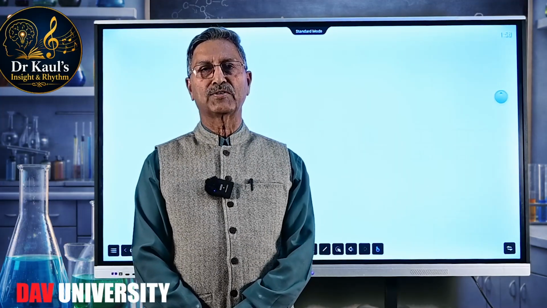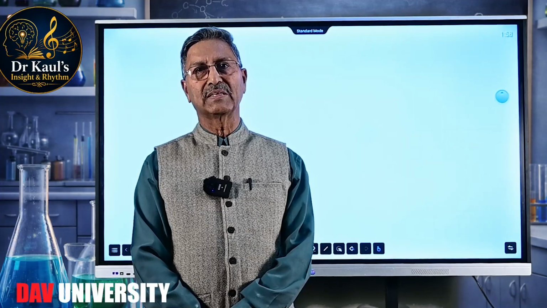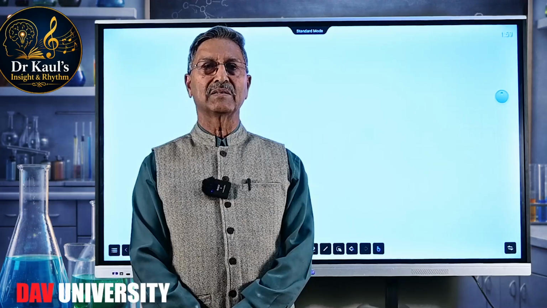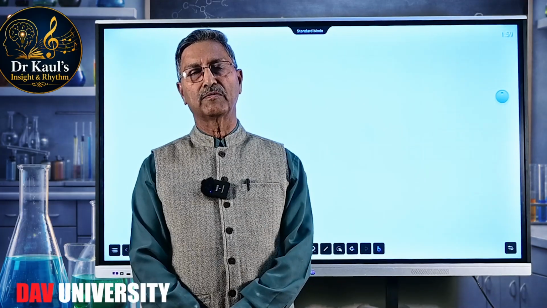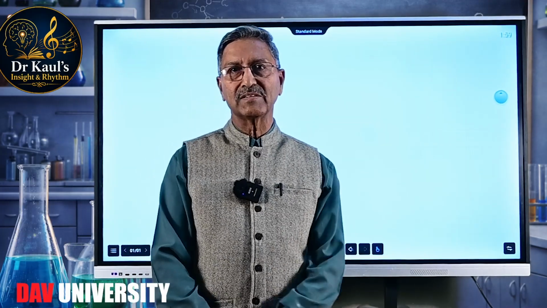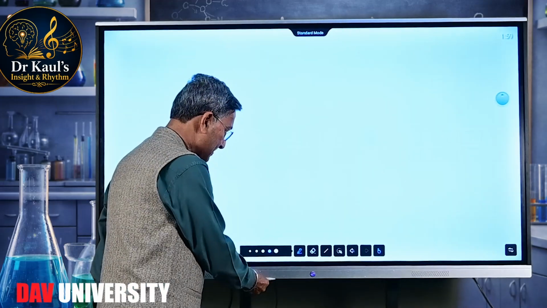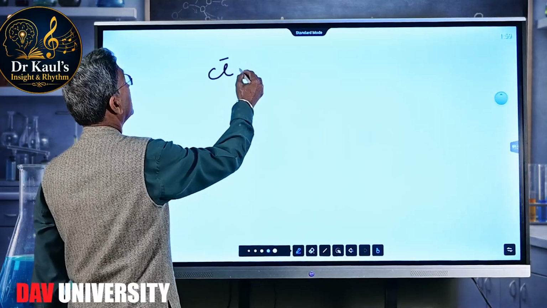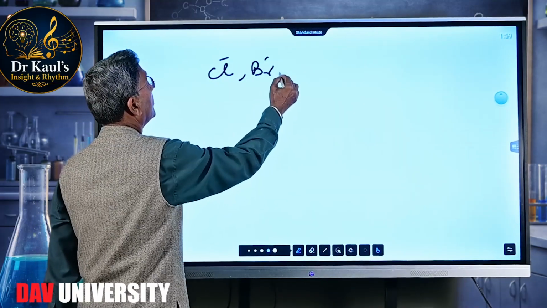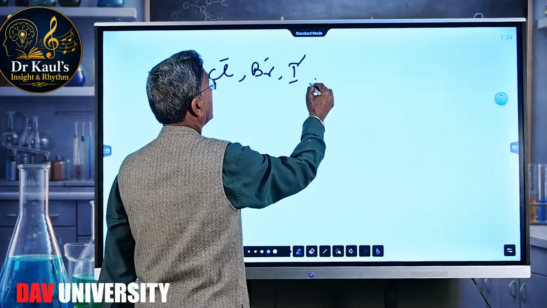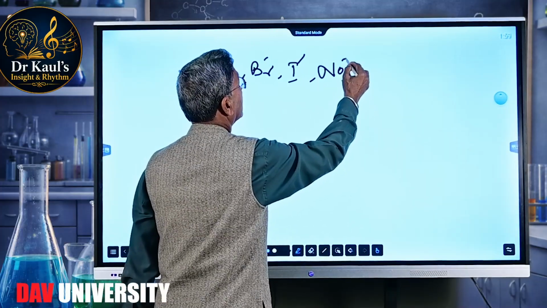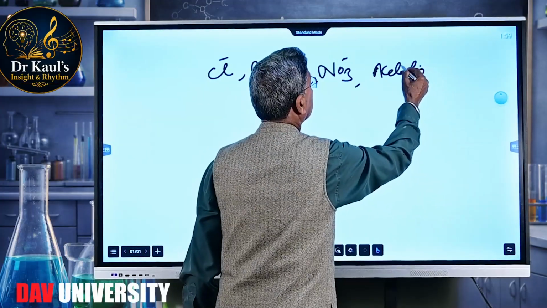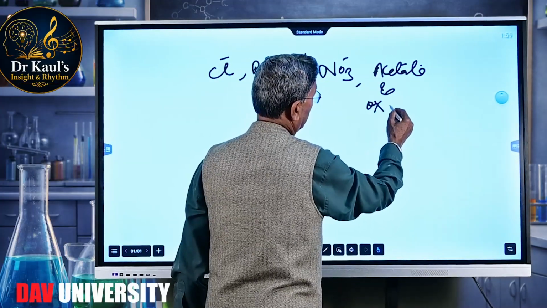Now in today's lecture, we'll be discussing the concentrated H₂SO₄ test as a preliminary test for the detection or identification of certain acid radicals. The acid radicals to be identified with this test are as follows: chloride, bromide, iodide, nitrate, acetate, and oxalate.